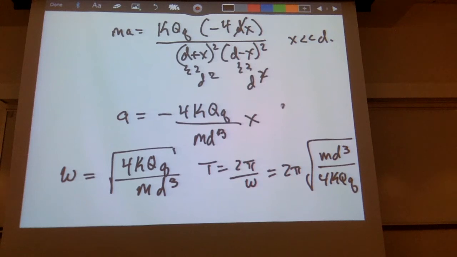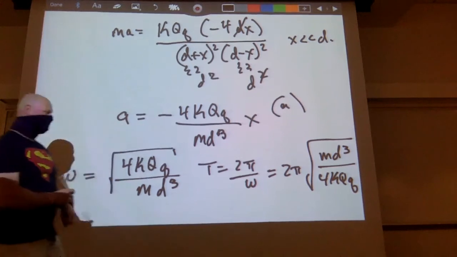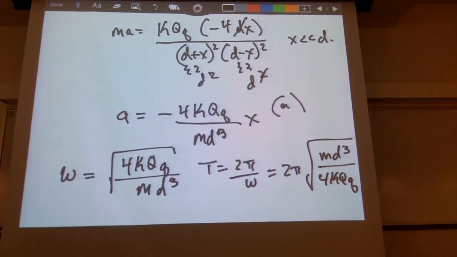So this is part A. Part A is to show that the acceleration is that of simple harmonic oscillation. From there, for part B, we can then simply read off what is the angular frequency and then read off what is the period. Okay?